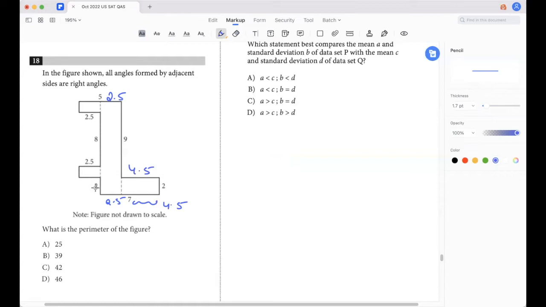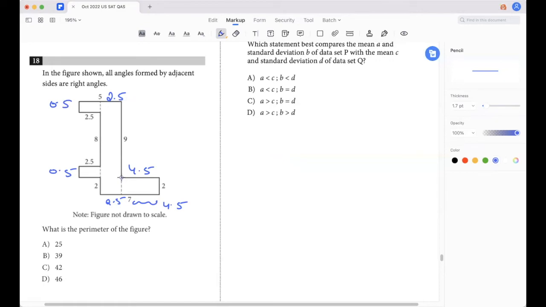And this is 2 and 8, 10. This is 11. So this is 0.5 and this is 0.5. Okay. So yeah, I think we've covered everything. Okay. So 5 plus 9, 14.